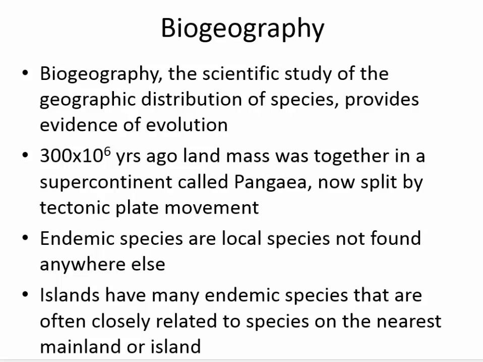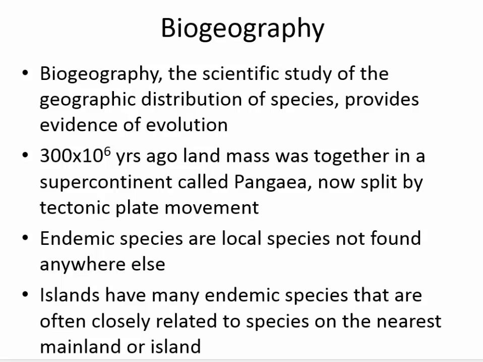Biogeography. This is the last topic. Biogeography is the scientific study of geographic distribution of species and provides evidence of evolution. About 300 million years ago, all the landmass that we have on Earth today was in the form of a supercontinent, one continent called Pangaea, which has now been split by tectonic plate movement. The thinking is that the species isolated by the tectonic drift stayed in those areas and were not allowed to go to other areas because there was a barrier of the ocean.